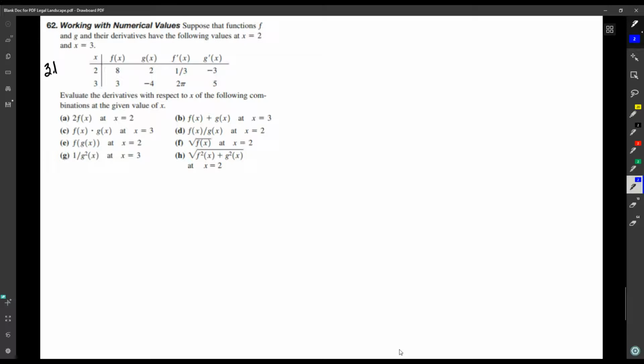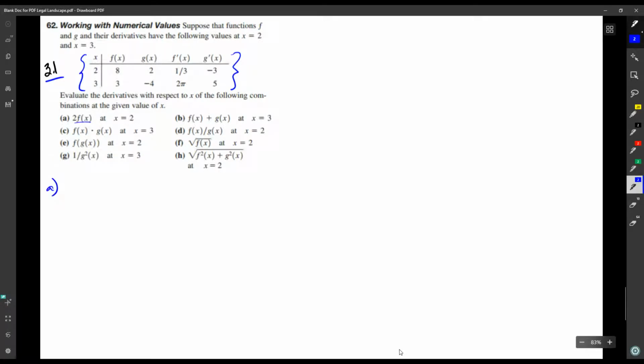Here's number 62 from section 3.1. Suppose that the functions f and g and their derivatives have the following values at x equals 2 and x equals 3, and we have a table below of all of those values. We want to evaluate the derivatives with respect to x, the following combinations at the given values of x. So let's begin with part A.